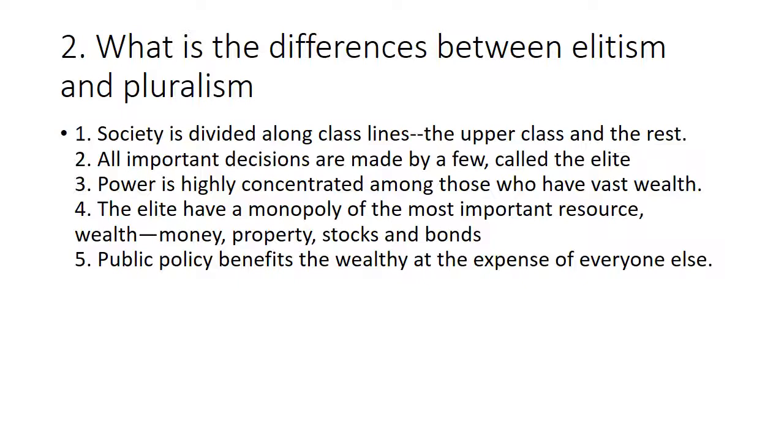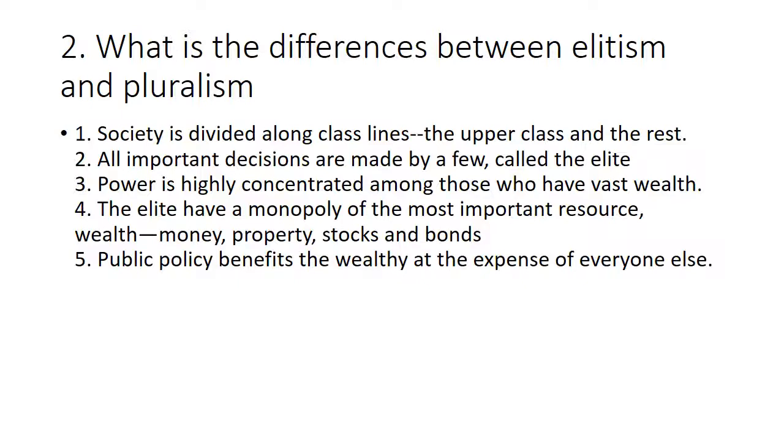In terms of elitism, what elitism says is that society is divided along class lines. There's the upper class, and then there's the rest of the people. In other words, power is generated by economic control. It's the essential argument made by Marxism. I don't want to say communism because communism is more complicated than Marxism. But if you ever read the Communist Manifesto, you know what I'm talking about.